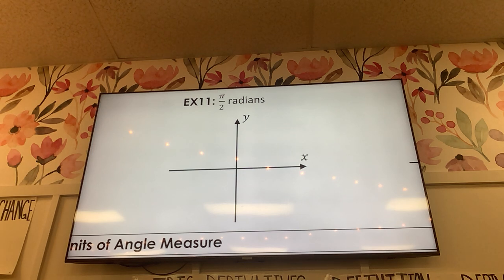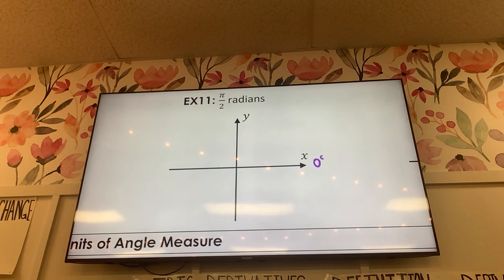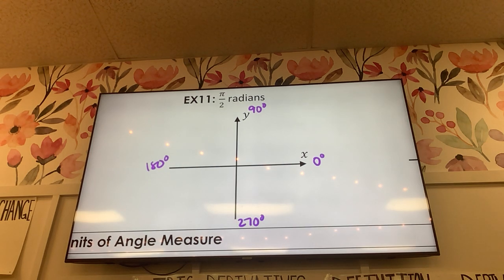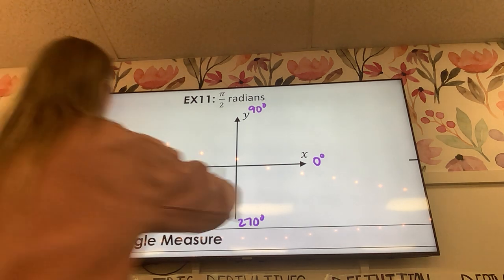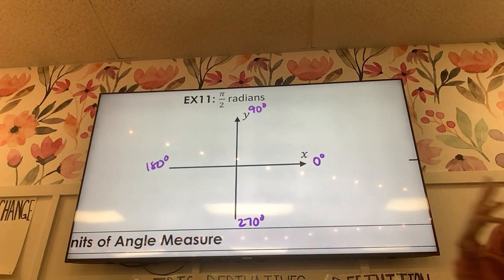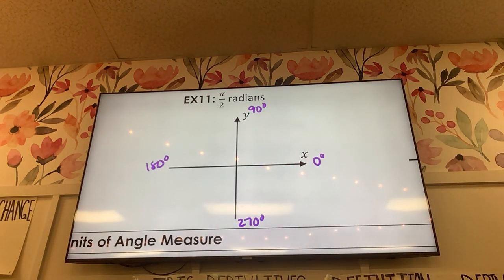Just like we did with degrees, when we were measuring something, we would write 0 degrees, and then this was 90, this is 180, and this is 270. With degrees, we labeled our 4 corners. We're going to do the same thing with radians. This is going to be 0 radians, which is the same thing as 2 pi, because a full circle has 2 pi.